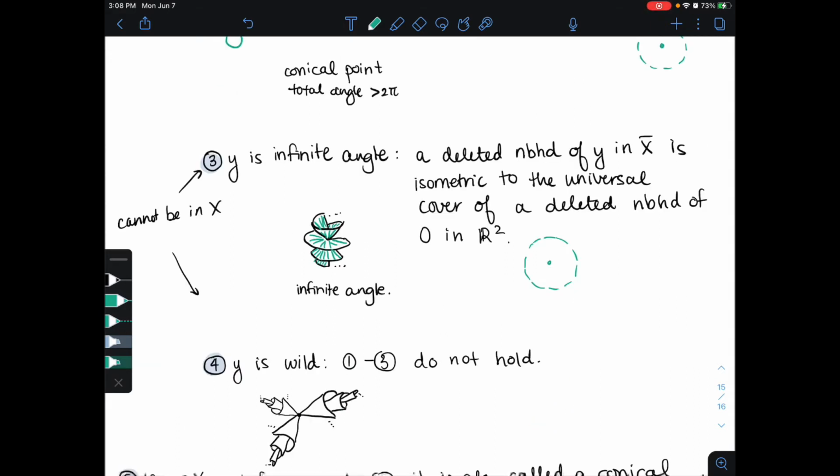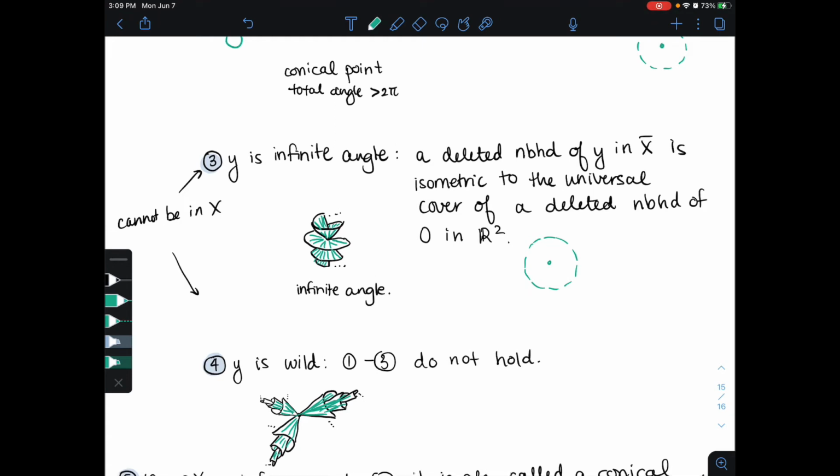The final type of singularity is a wild singularity. A point y in the metric completion minus the translation surface is wild if it's none of the above, that is, 1 to 3 do not hold. So I've drawn a cartoon of what one might look like here, but there are ways in which this picture is not accurate. A lot of crazy behaviors happen. In this picture, I'm just trying to show that you might have several connected components of linear approaches.